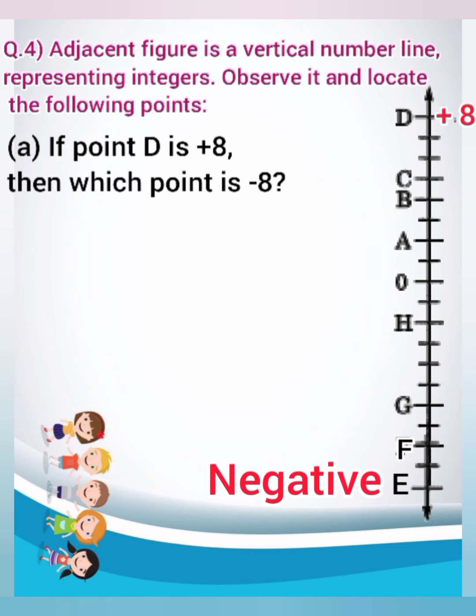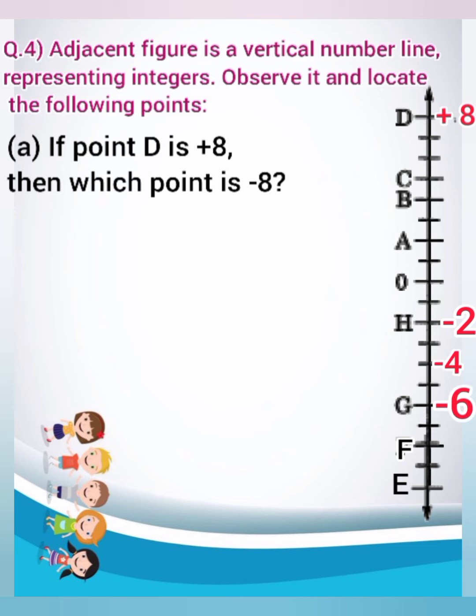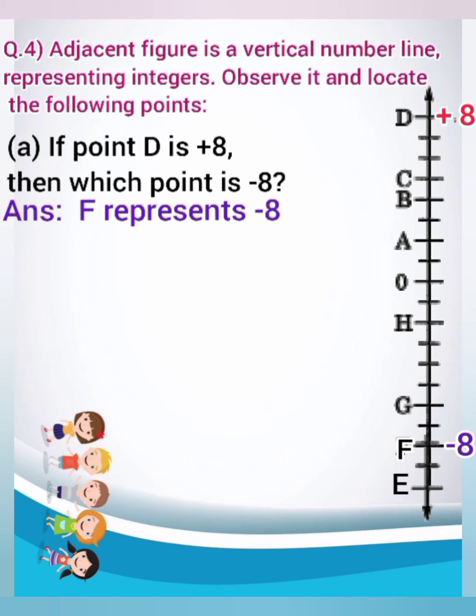So here downward side means below side. After 0 to H is minus 2, H to G is minus 6, and G to F is minus 8. So F represents minus 8. Isn't it so simple? Yes, my dear students. So we will write the answer: Point F represents minus 8.